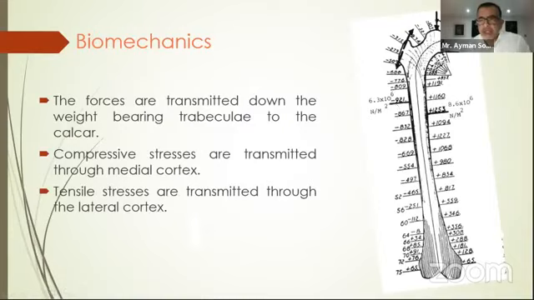This tells you how much stresses are in the subtrochanteric region. That's very important.